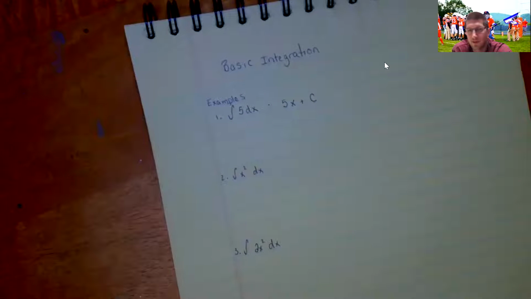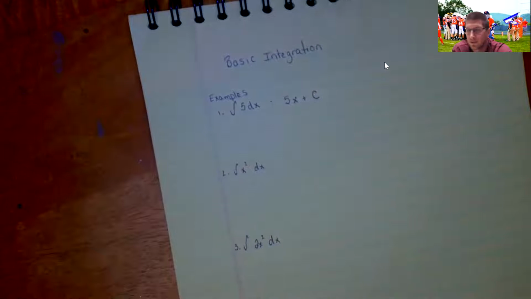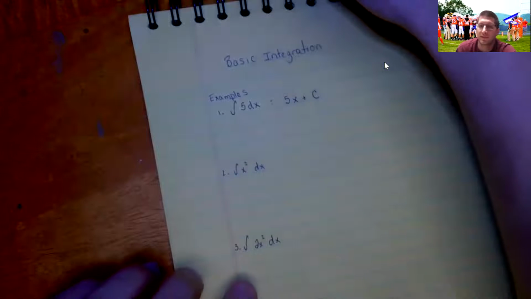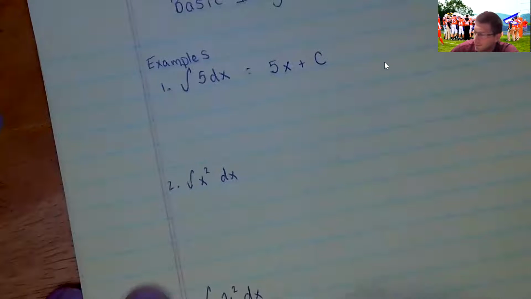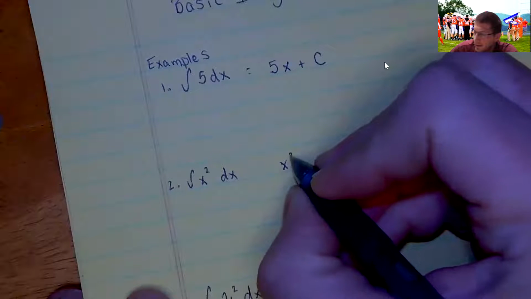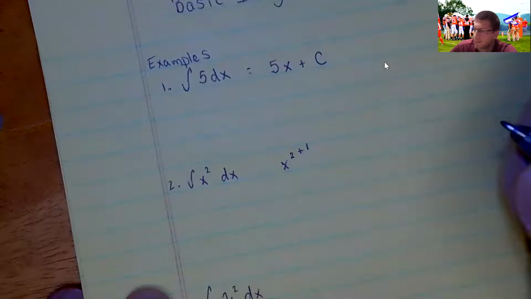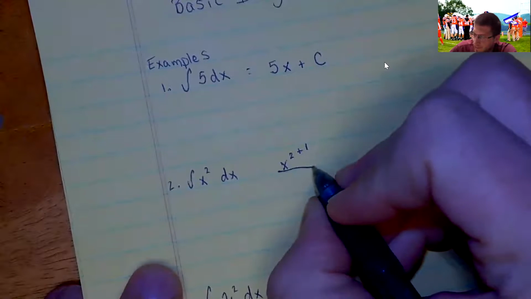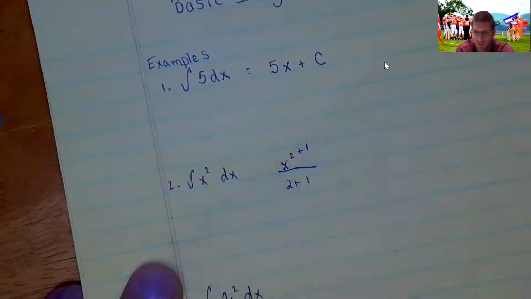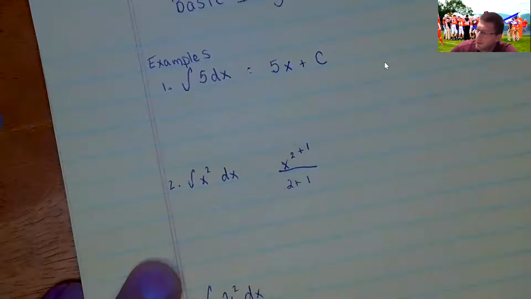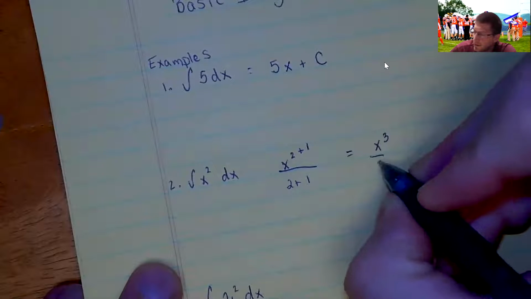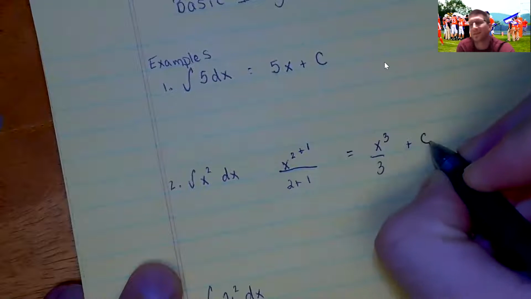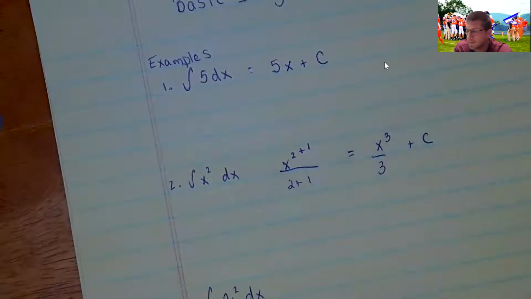The second one, we have the integral of x squared dx. Well, if it's x squared dx, then I'm going to use that kind of reverse power rule. So I'm going to add 1 to the exponent, and then I'm going to divide that by this new exponent, which was that 2 plus 1. So that's going to give me x to the third over 3. And of course, we'll put our plus c, our constant of integration, at the end.